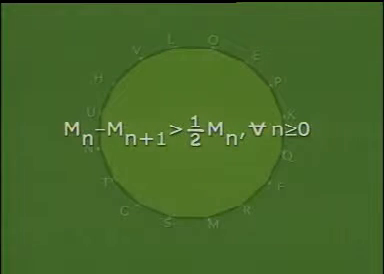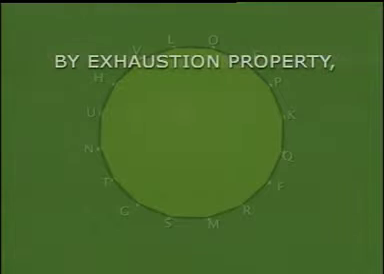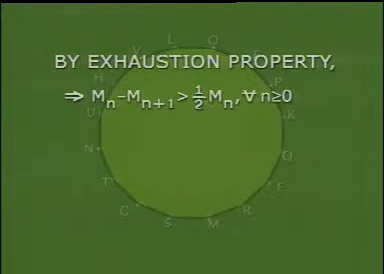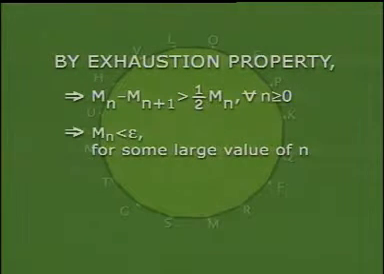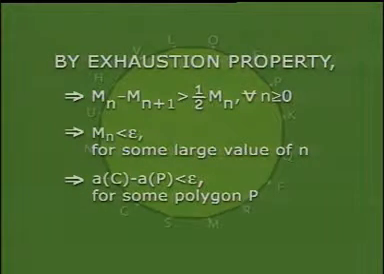Thus, if we could show that Mn minus Mn+1 is greater than half times Mn for all n greater than or equal to 0, then by the exhaustion property, it would follow that Mn is less than some arbitrary epsilon for some large value of n. This, in turn, implies that the difference between the areas of circle C and polygon P is less than a pre-assigned magnitude epsilon for some polygon P.